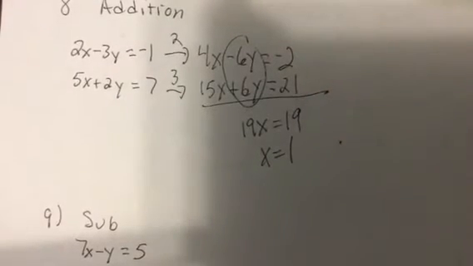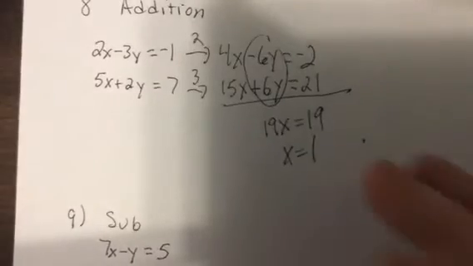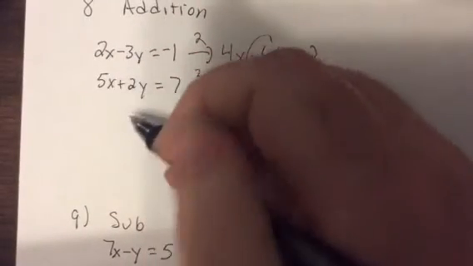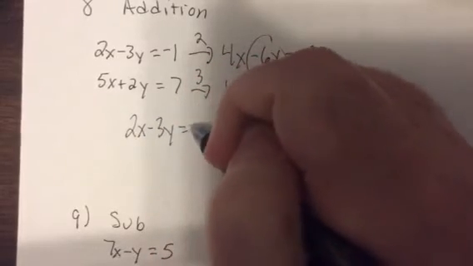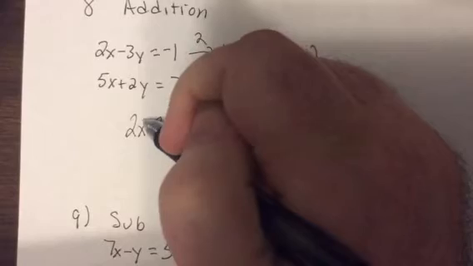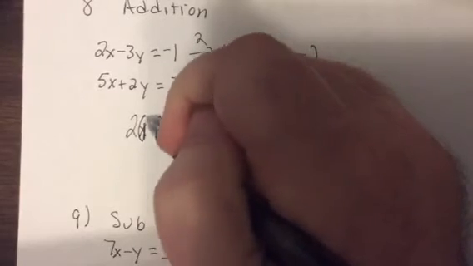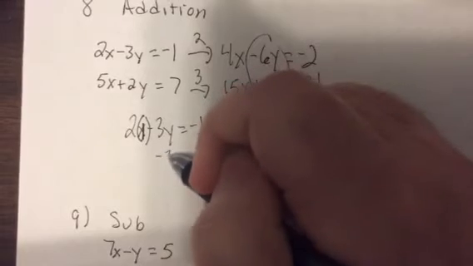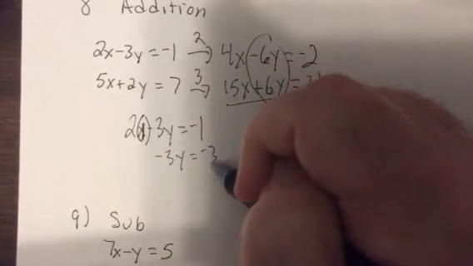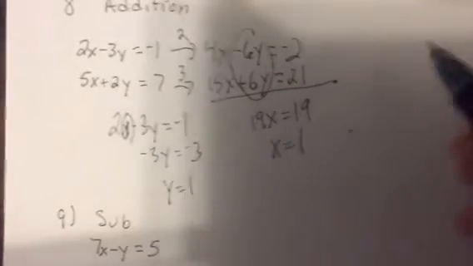Now notice, I'm not done. So you have to put 1 in for either here or here to find y, and that's the mistake people tend to make. So I'll put 1 in here. So subtract 2, minus 3y equals minus 3, so y equals 1.